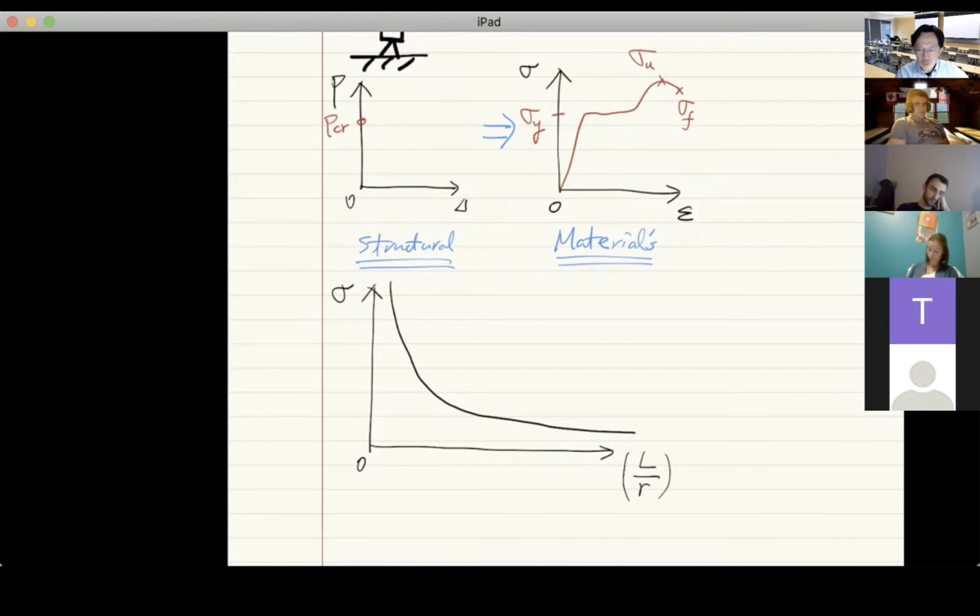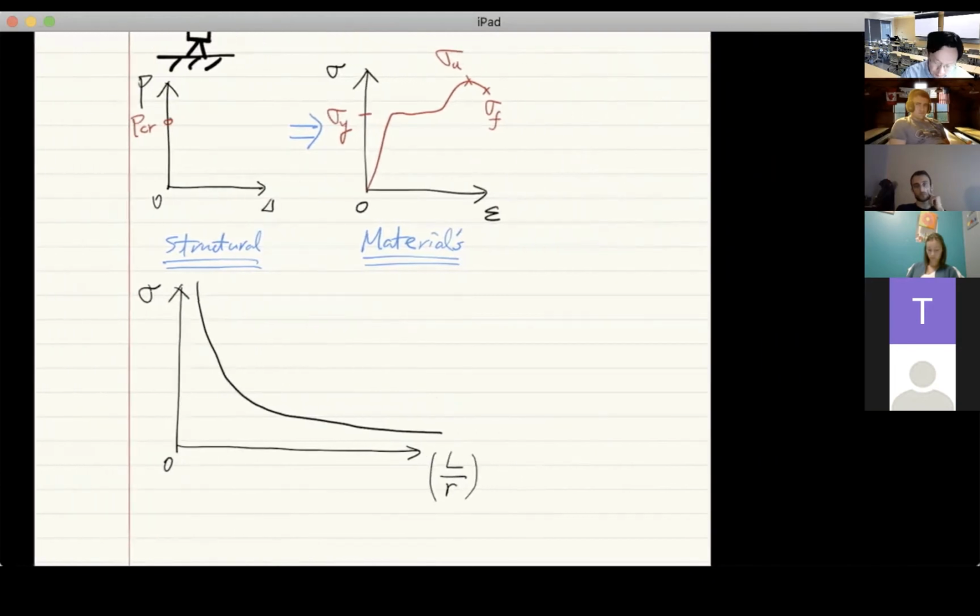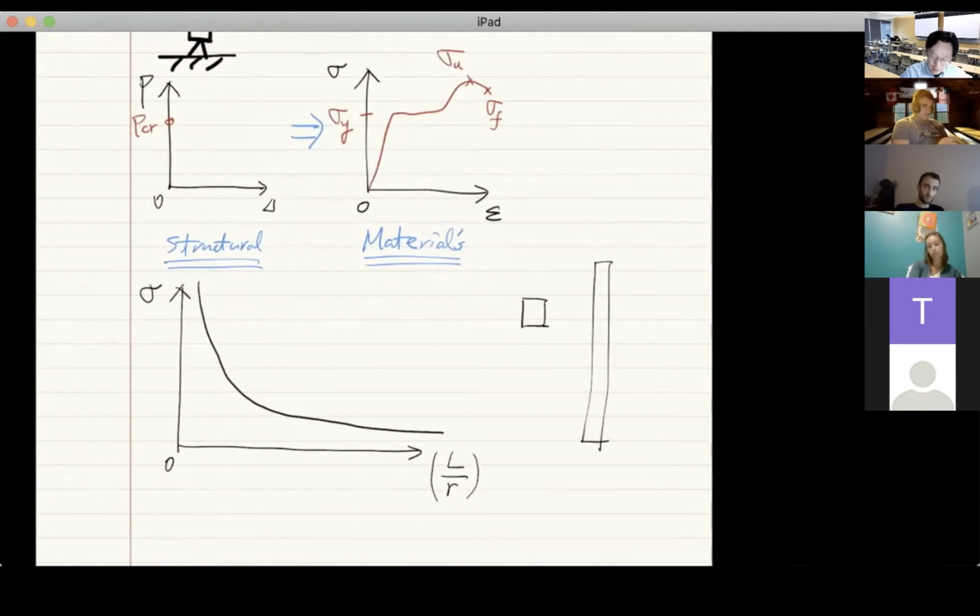Now, if we look at the value of L over R, when the value of L over R becomes very, very large, what does that mean? That means, suppose you have the same cross-section, because your R, radius of gyration, depends only on the cross-sectional property. It has nothing to do with the length. Length is something else. So when the ratio between L over R becomes very large, that corresponds to what we call long columns. Because the column is very long, this is L, but you still have the same cross-section. R is still the same.